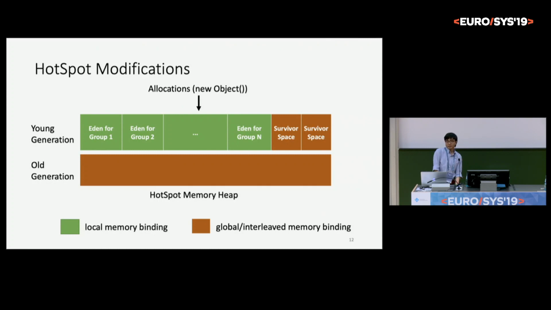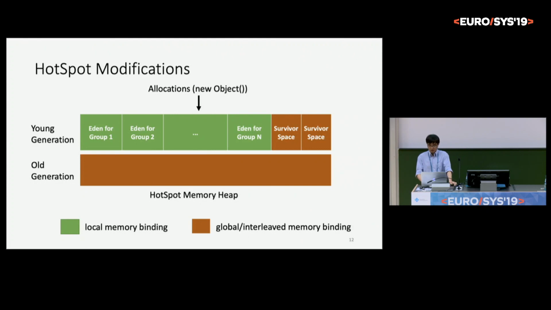So next is the system runtime library, Java HotSpot in this case. The default heap manager in Java divides the memory heap into young generation and old generation. New objects will be placed in young generation. If an object survives long enough, it will be migrated to old generation. Young generation has a separate space on each NUMA node called eden space. And old generation uses an interleave policy across a set of NUMA nodes.